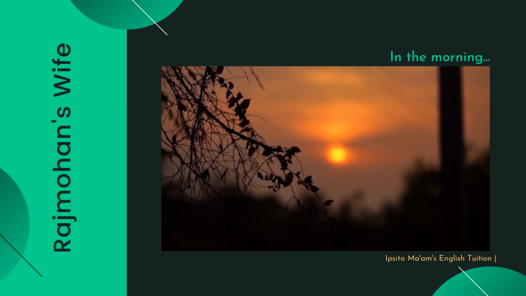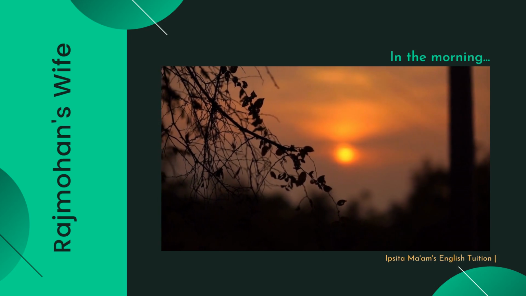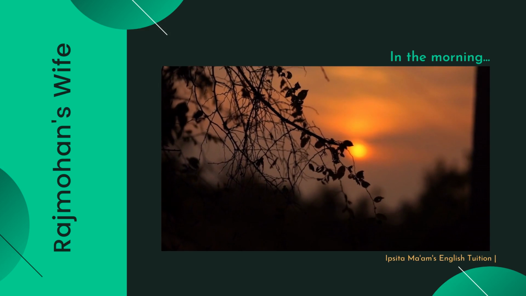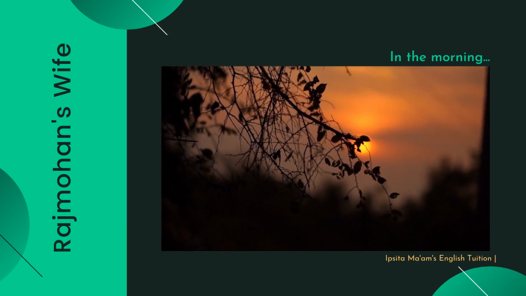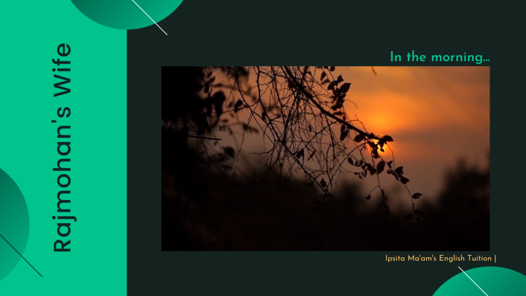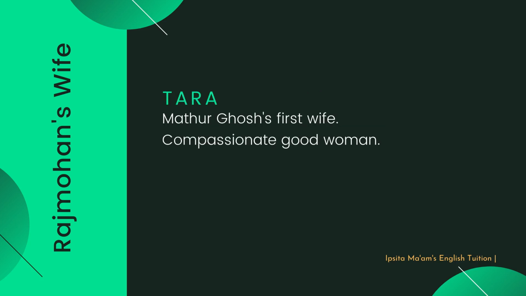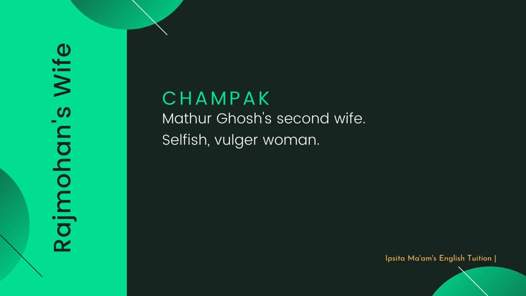Next morning, Matangini is seen by the reader around the pond with her friend Konok, discussing the incidents of the previous night. It is certain now that she neither can return to Rajmohan nor take shelter in her sister's house. At that point, Sukhi's mother, a maid servant at Mathur Ghosh's, comes and takes Matangini to the refuge of Tara, Mathur Ghosh's elder wife and a good, compassionate woman. Mathur, who already asks for Matangini, agrees to provide her a shelter in spite of the denial of Champak, his young and selfish second wife.